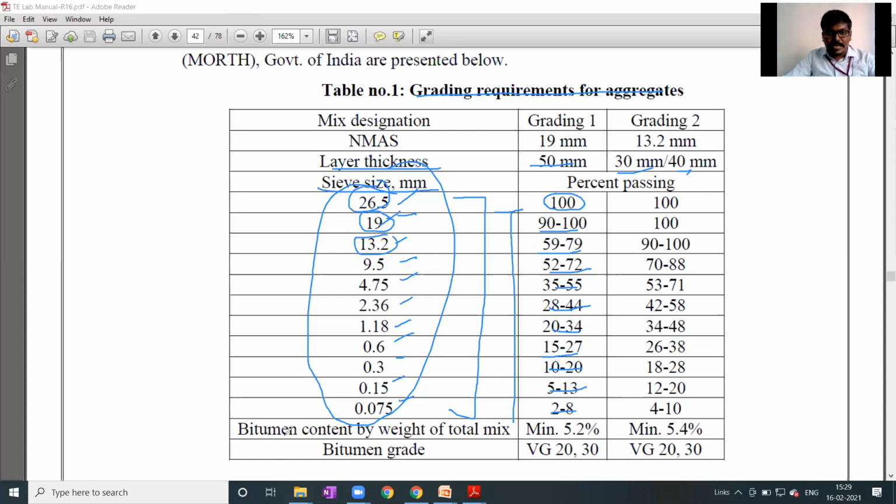And coming to the bitumen content by weight of total mix, we should take a minimum of 5.2%. So 1200 into 5.2 divided by 100. If you do that, we will get the quantity of bitumen that should be taken. And for bitumen grade, for grade 1 use only VG20 or VG30. VG20 means that is 60/70 grade.